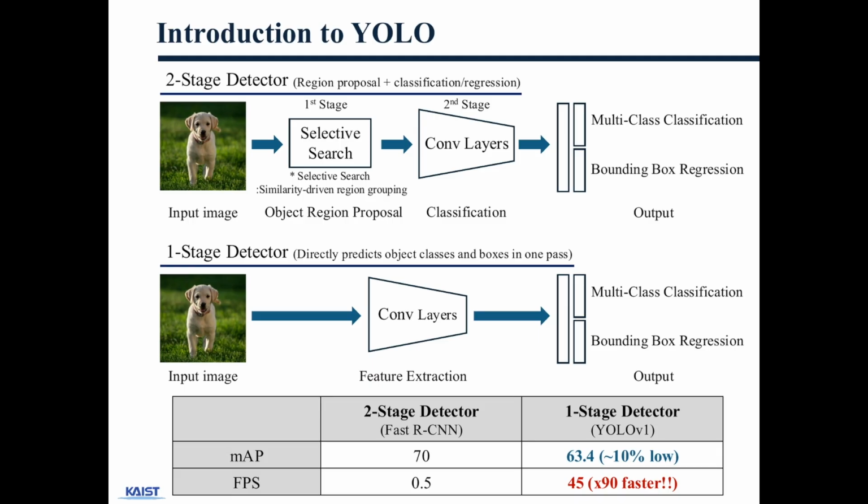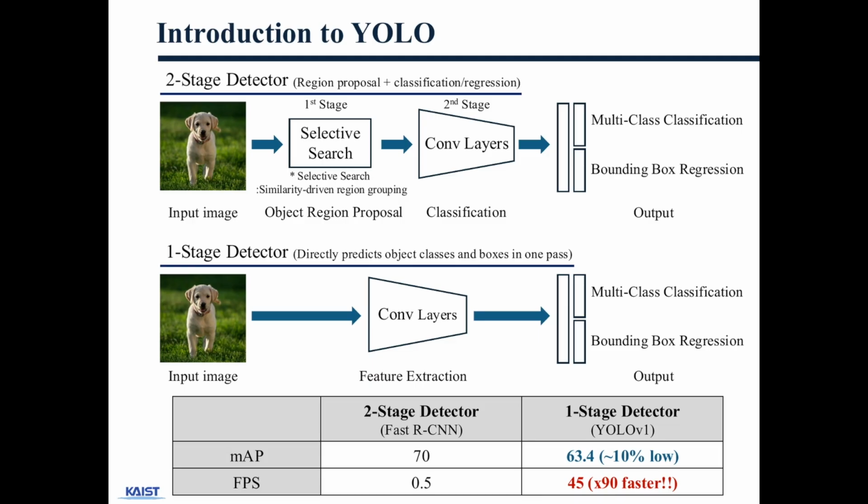YOLO takes a different approach. YOLO is a one-stage detector. It does not explicitly generate region proposals first. Instead, the input image goes through convolutional layers, features are extracted, and the network directly predicts object classes and bounding boxes in one pass. The table at the bottom shows the trade-off clearly.